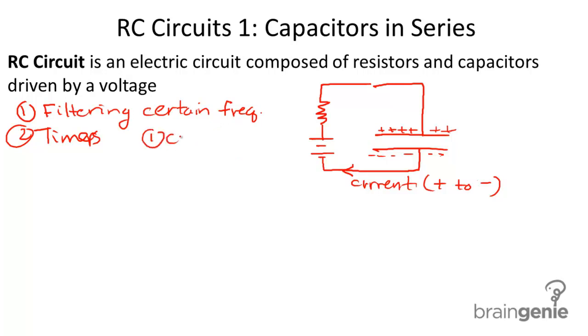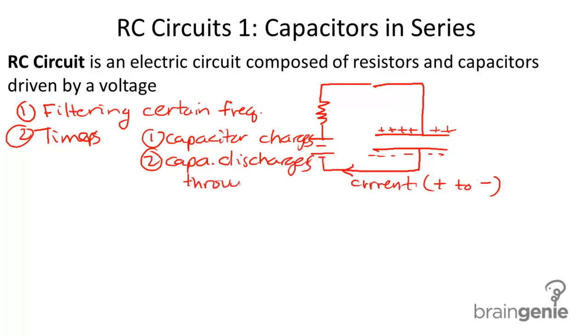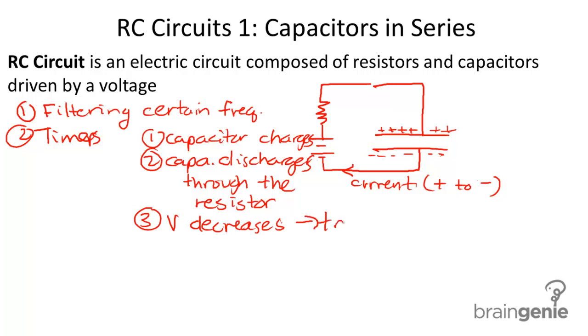The first step is that the capacitor charges. The second step is that the capacitor then discharges through the resistor. And then after it's discharged through the resistor, the voltage in the capacitor decreases to a certain level. Once the voltage decreases, it can trigger a signal.